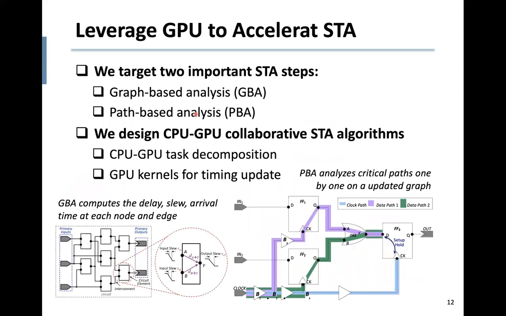Now we have a basic understanding about GPU and its unique advantage for data-driven computation. I'm going to show you how we leverage the power of GPU to accelerate STA.